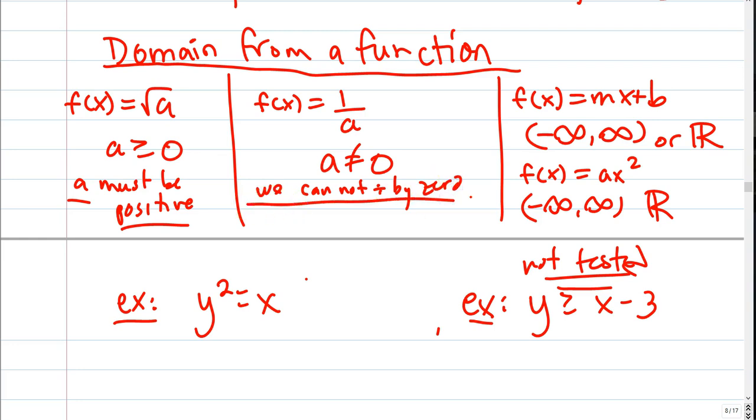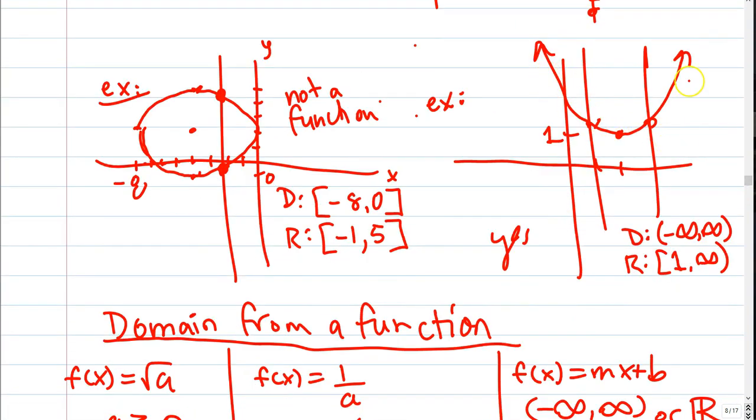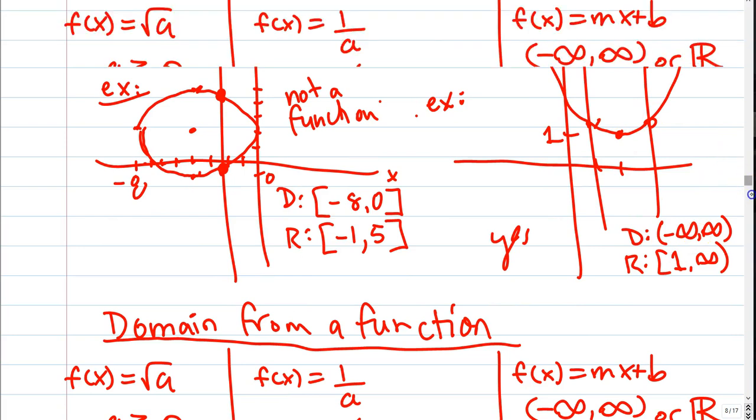If it's a linear function, all real numbers for the domain. If it's a parabola, all real numbers. Why? Because there's no number I can't plug into a linear function. There's no number I can't plug into a quadratic. Plus, visually, a line goes left and right forever. Domain left forever, right forever. Same thing with the parabola. We just saw a parabola. Look, it went left forever and right forever. The domain would be all real numbers.